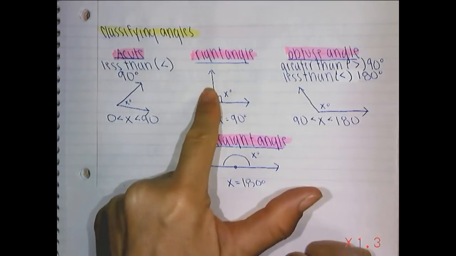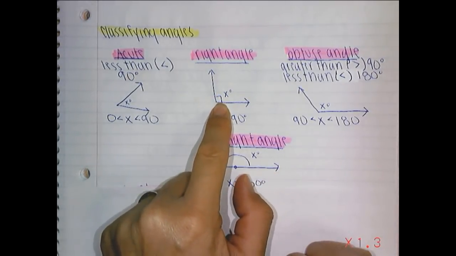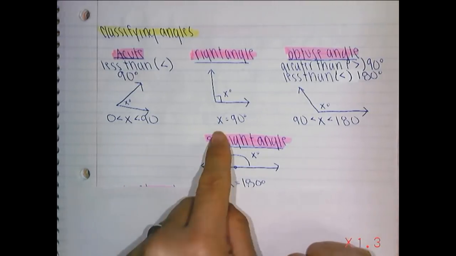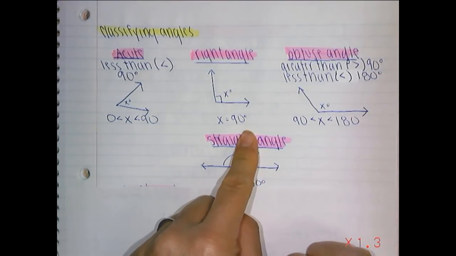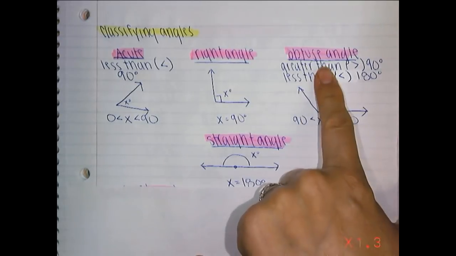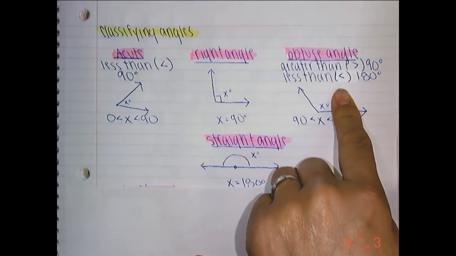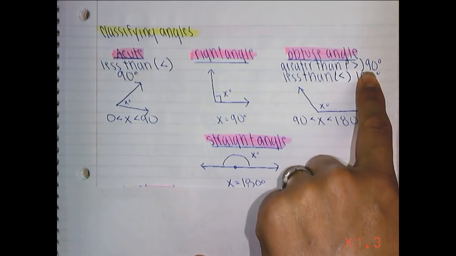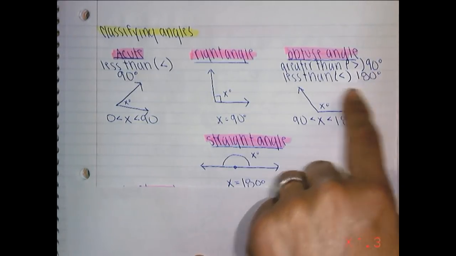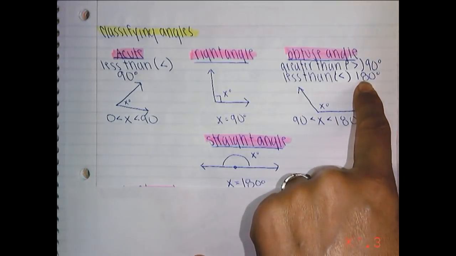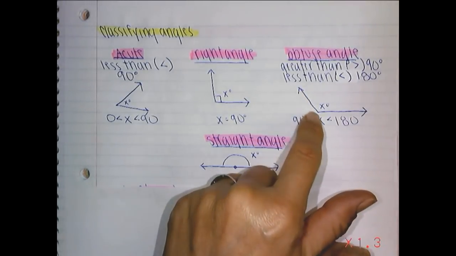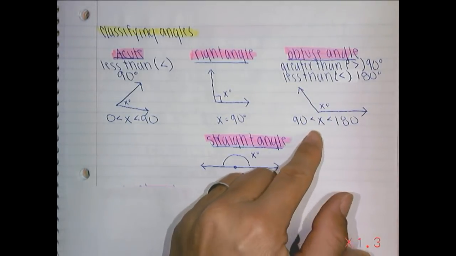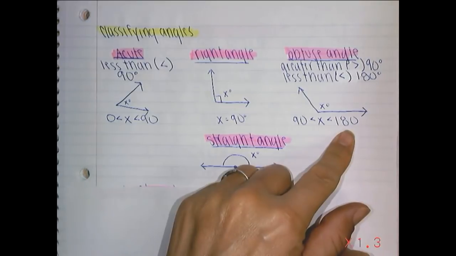Then we have a right angle. You know it's right because this little square is drawn inside that angle. And a right angle is just 90 degrees always. And then we move over to our obtuse angle. That's the big, chubby angle. It's greater than 90, so it starts at 91 or 90.2, and then it's less than 180 degrees, right? So here's an example of an obtuse angle. It's clearly bigger than 90 degrees, and it's clearly smaller than 180 degrees.